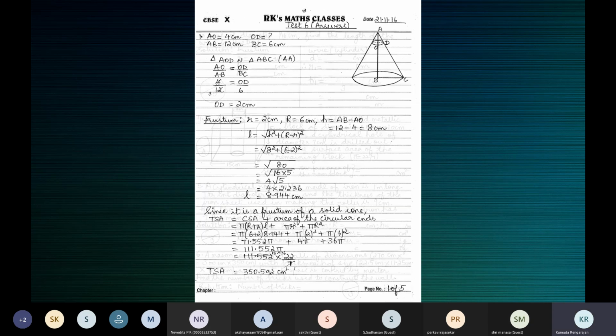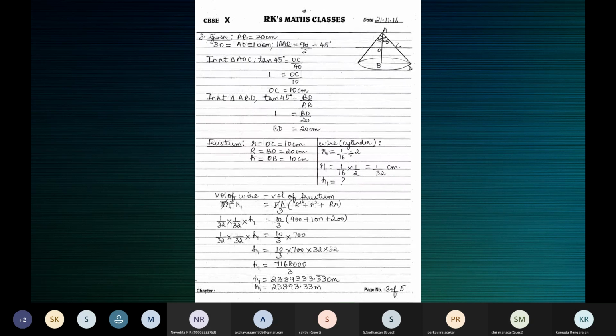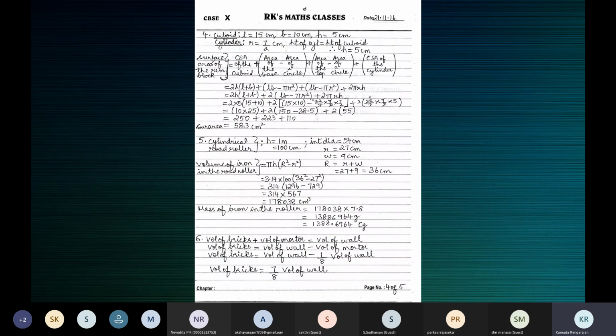Okay, I hope it's done. The answers to question number 5 and 6. 5 you can see there. 6 is continued in the next page. Take a screenshot. Yes, ma'am.